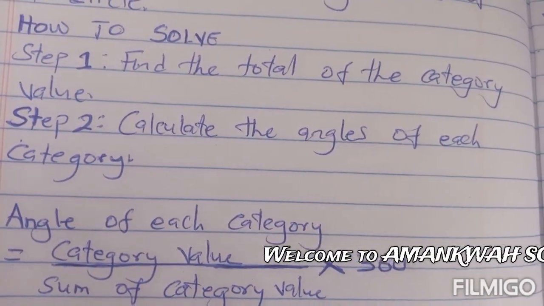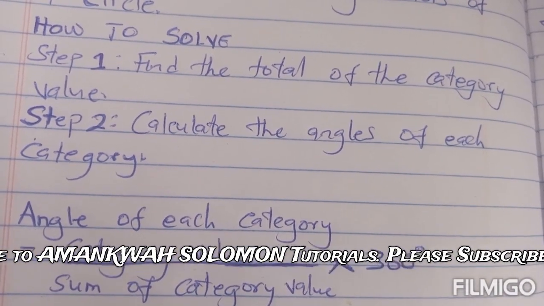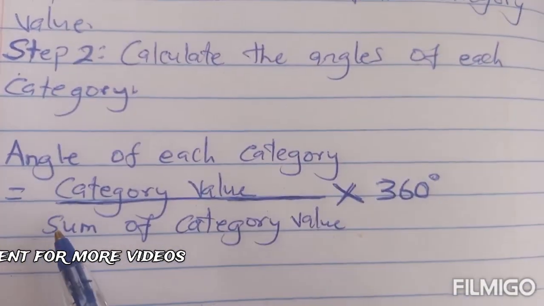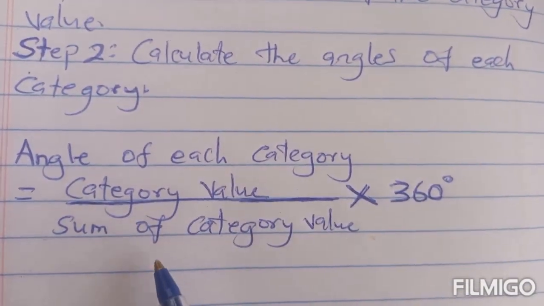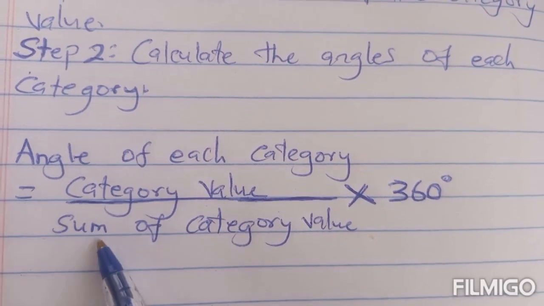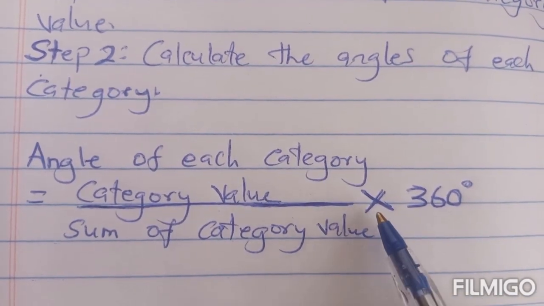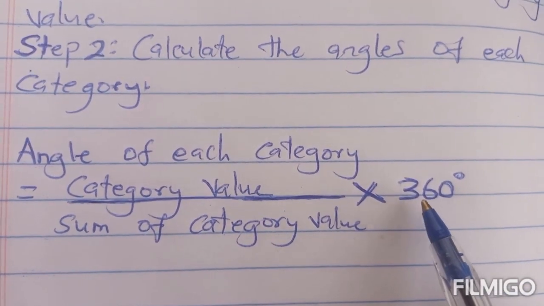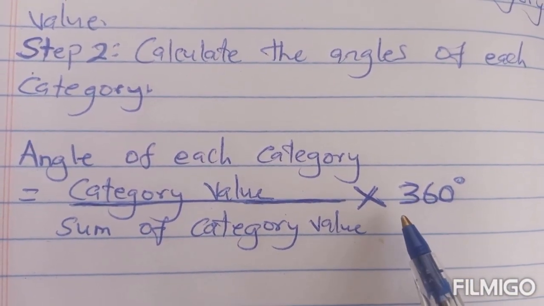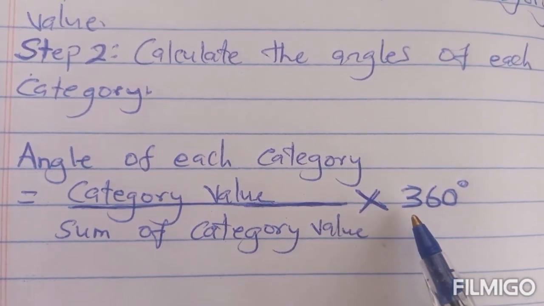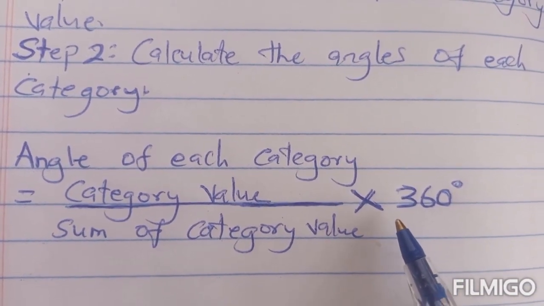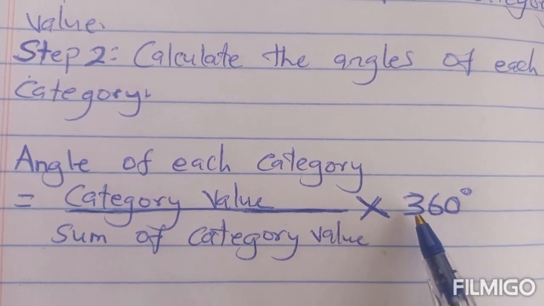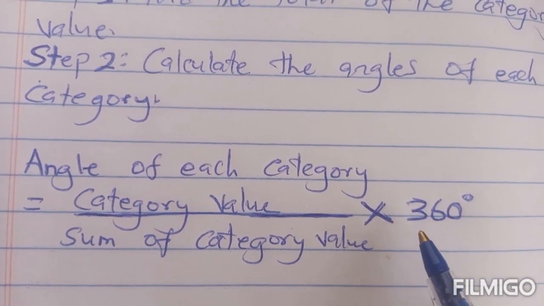So we are coming to look at how to calculate the angle of each category. This is the formula for the angle of each category: category value over sum of category values times 360 degrees. It's 360 degrees because we are dealing with a circle, and a circle has 360 degrees in total.